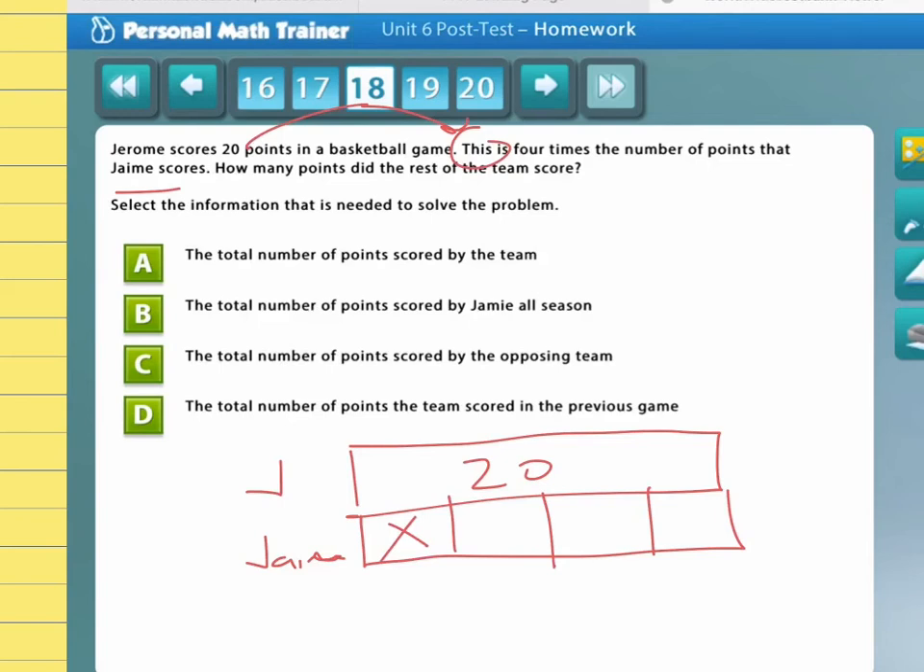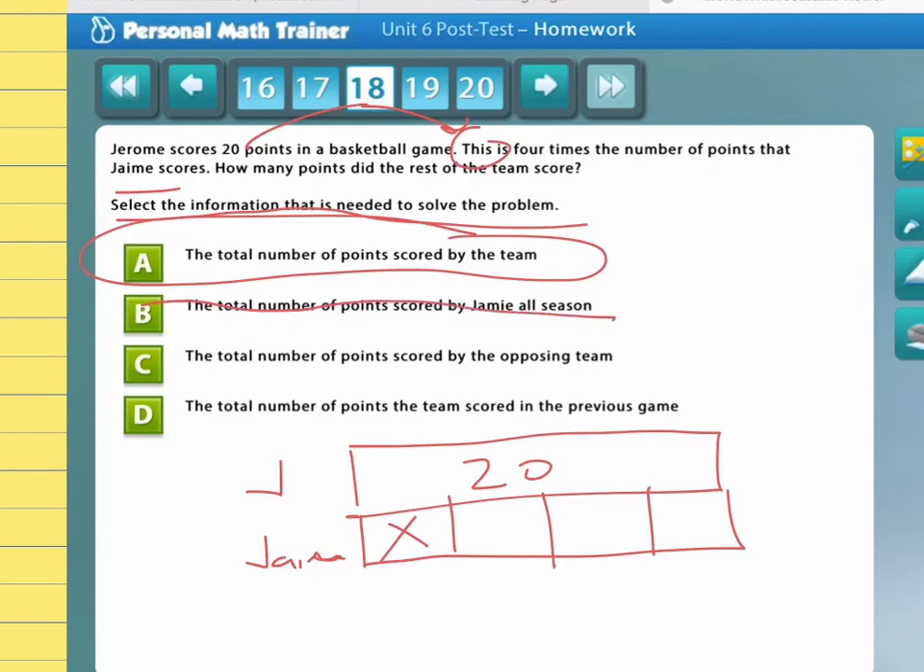Well, we don't know how to solve this problem. What we need to know is how many total points the team scored. So the total points, we would need to know A in order to solve this. No, the total points for the season doesn't matter. The total points of the opposite team doesn't matter. The total points the team scored in previous games does not matter. So what we need to know is how many points the team scored in total.